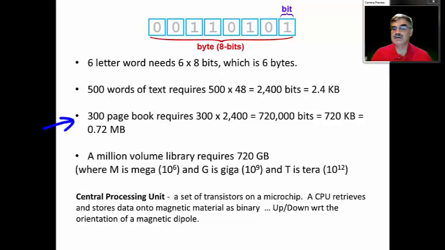Now if you have a 300-page book, you can keep multiplying this up. You would have 300 pages times the 2.4 kilobytes per page. That would be equal to 720 kilobytes, or what we sometimes refer to as 0.72 megabytes. So 720 kilobytes might be the amount of information needed to store an entire book. If you had a 1,000,000-volume library, which our library is over 1 million at our university, this would require 720 gigabytes.